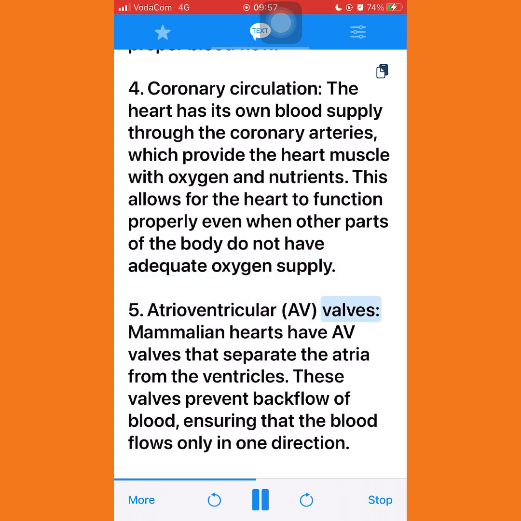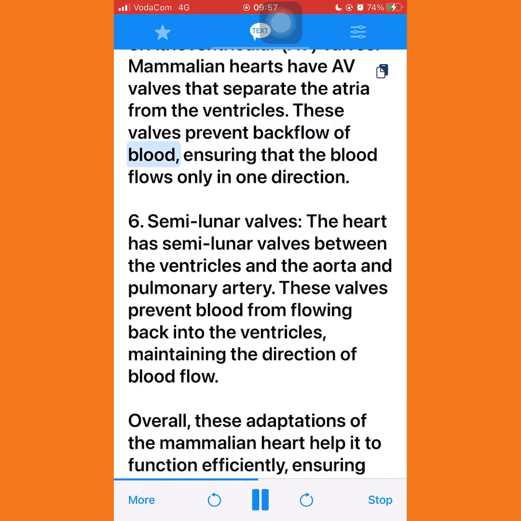5. Atrioventricular (AV) valves. Mammalian hearts have AV valves that separate the atria from the ventricles. These valves prevent backflow of blood, ensuring that the blood flows only in one direction. 6. Semilunar valves. The heart has semilunar valves between the ventricles and the aorta and pulmonary artery.